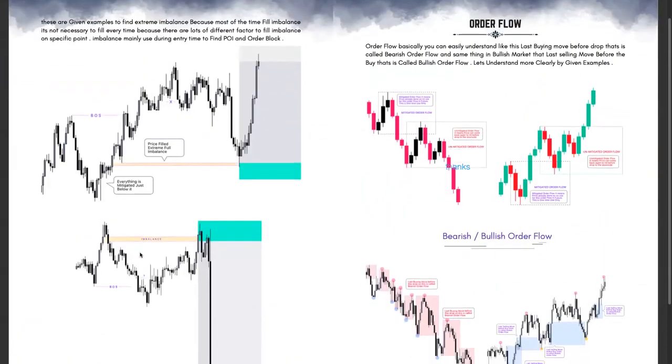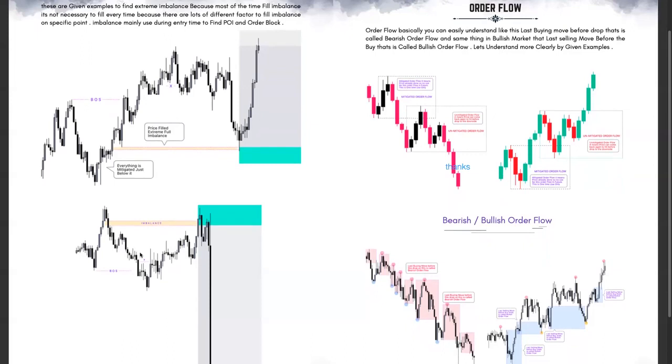And this is about order flow. It's all about order flow.